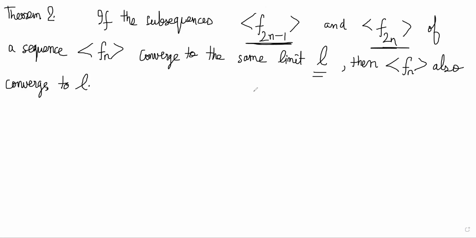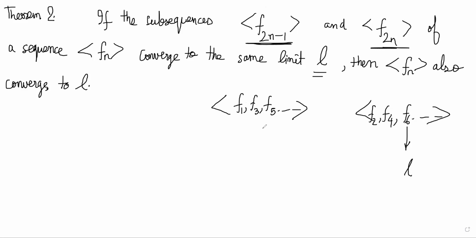This subsequence consists of terms f1, f3, f5 and so on, and this one consists of f2, f4, f6 and so on. If both give the same convergent limit L, then the overall sequence is also convergent, right?